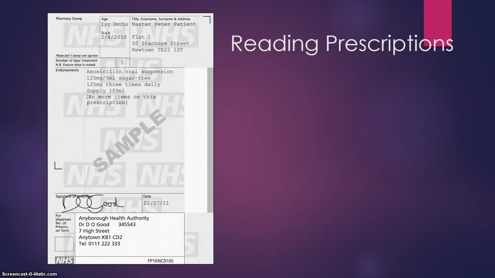And here's another prescription, amoxicillin oral suspension, 125 milligrams per 5 ml, sugar-free. The patient is taking 125 milligrams 3 times daily. The supply is 100 mLs. So from this prescription, you should see that for every 5 ml, the patient is getting 125 milligrams of the amoxicillin. And the supply is 100 ml.